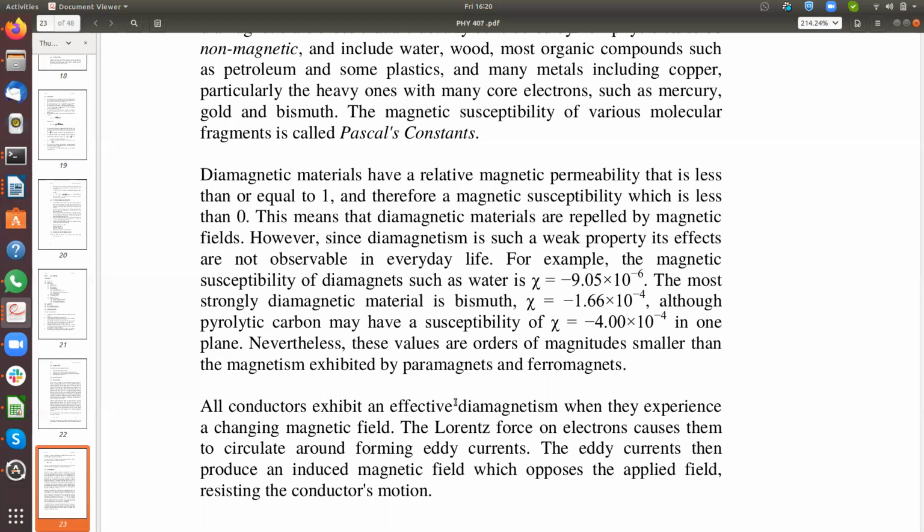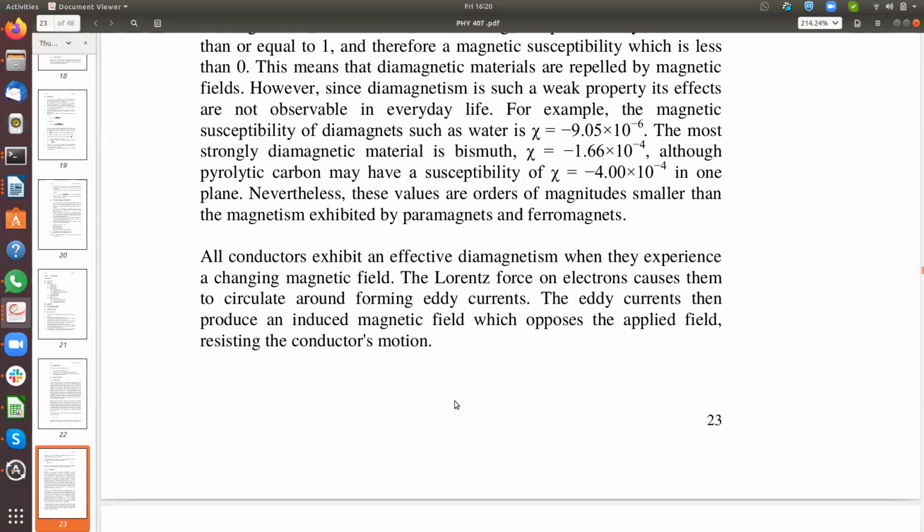For example, the magnetic susceptibility of a diamagnet such as water is approximately negative 9.05 times 10 to the power of minus 6. The most strongly diamagnetic material is bismuth, which is minus 1.66 times 10 to the power of minus 4. Although pyrolytic carbon may have a susceptibility of minus 0.4 in one plane. That is, there are 3 planes there. In one plane it is minus 4.0. In the other planes, it can be higher or lesser than that. Nevertheless, these values are orders of magnitude smaller than the magnetism exhibited by paramagnets and ferromagnets.